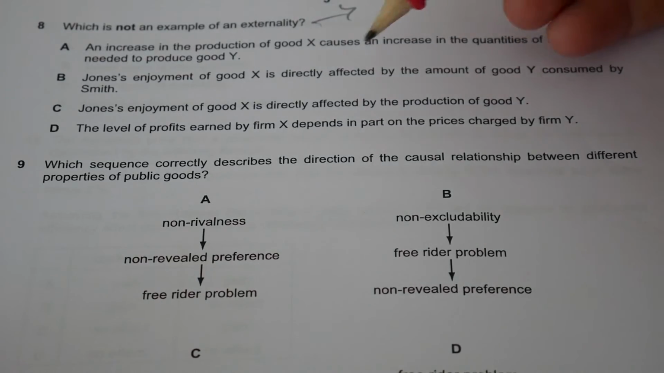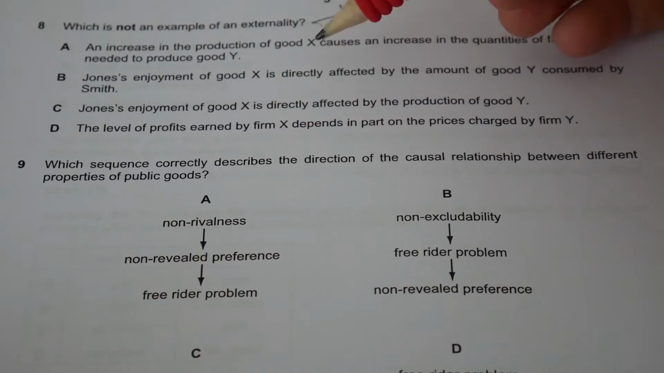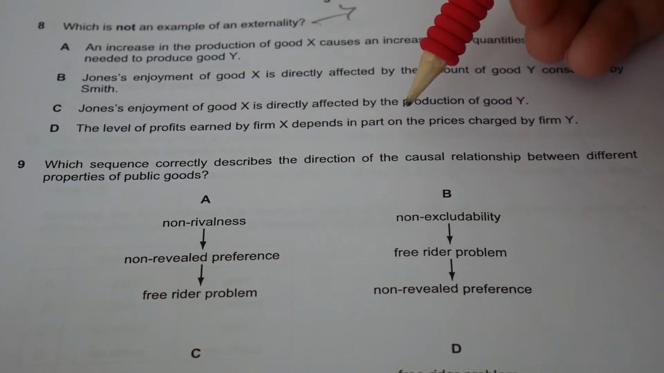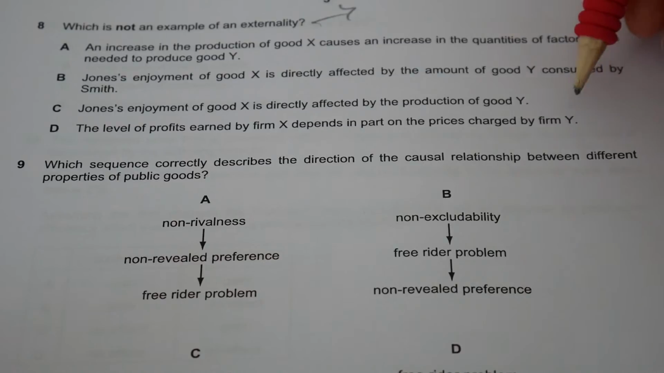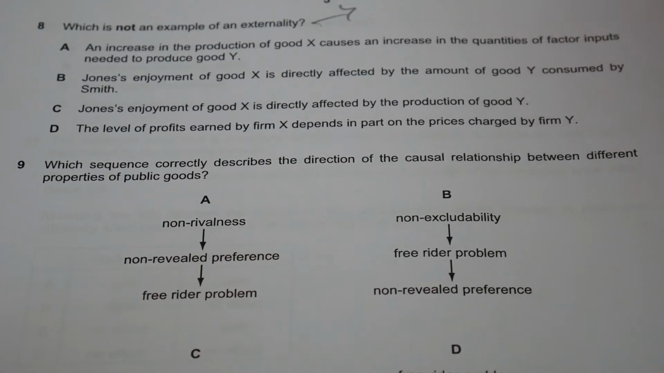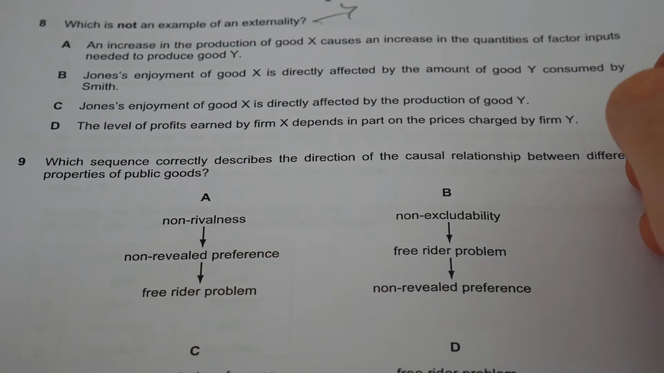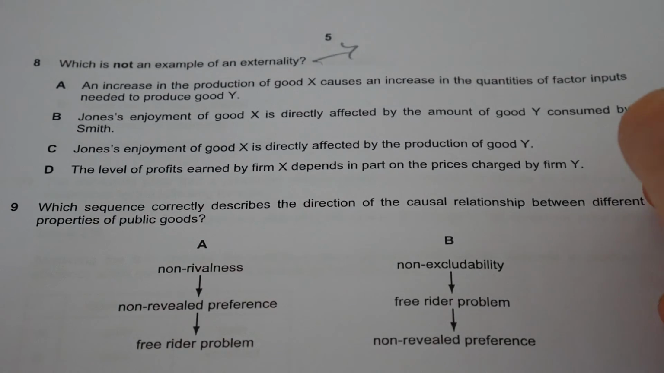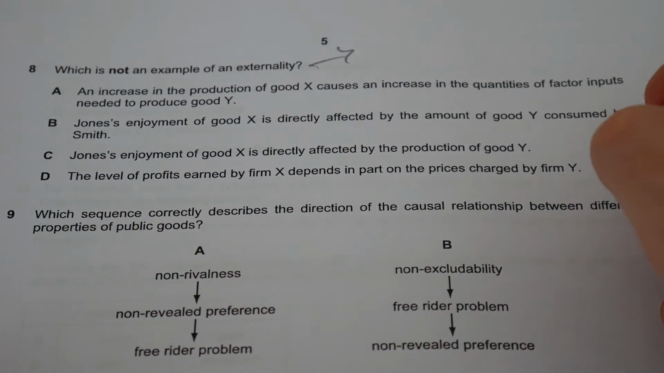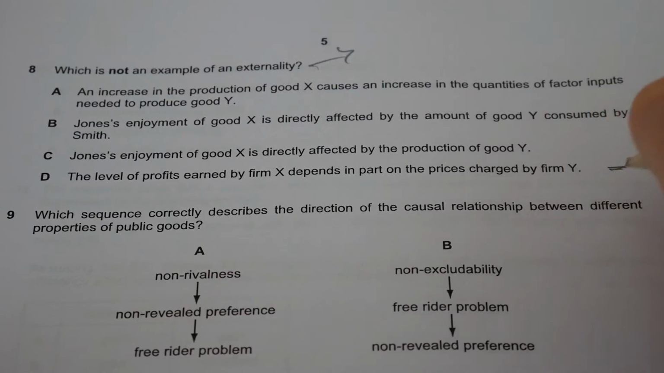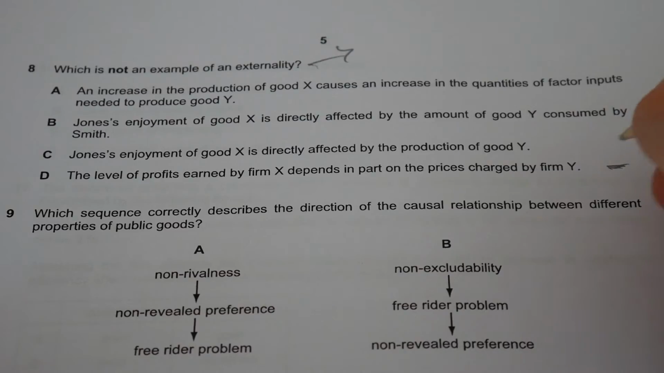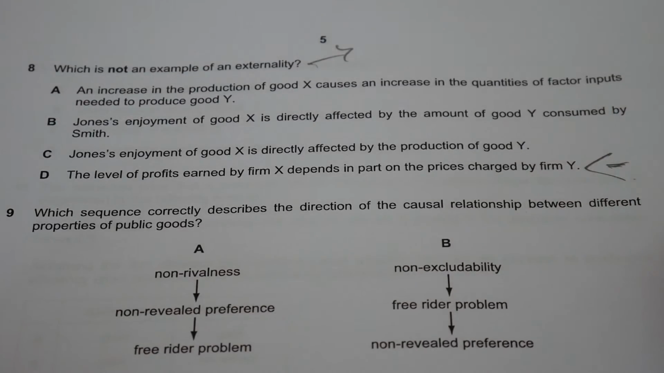Again, that's an externality. The level of profits earned by firm X depends in part on the prices charged by firm Y. Well, that's simply what you see in a competitive market, isn't it? So this isn't really what we would actually judge to be an externality in a formal setting, because it isn't a direct external consequence on an innocent third party. It's a competitive market, so yeah, the answer would be D.